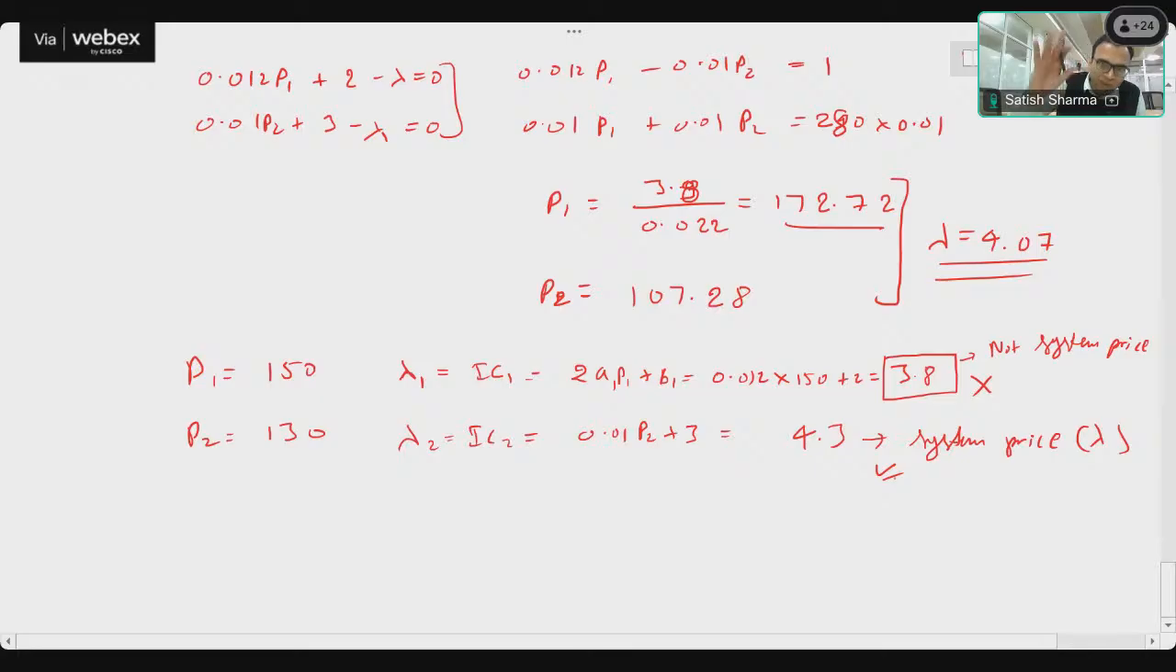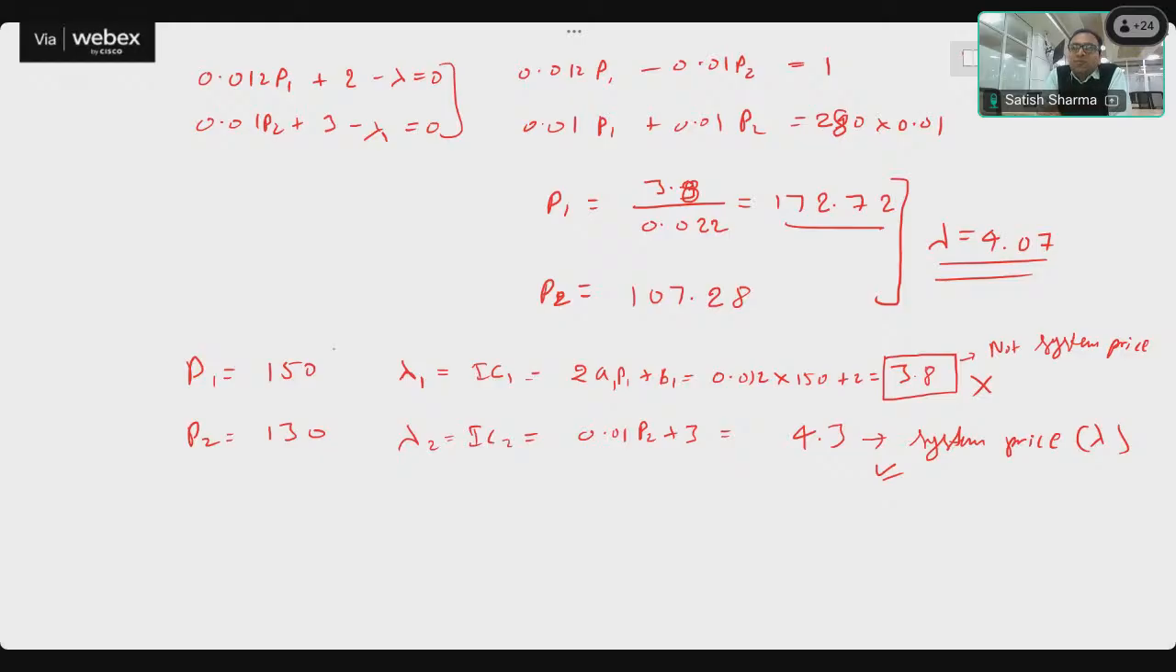Now what does it signify? When limits are not enforced, you can see that the system price was 4.07, so the price per unit or per megawatt is basically 4.07. But because of the limits, we have to reduce the quantity of P1 from 172.72 to 150. So we are basically restricting a cheaper generator, and we are reducing the power output of the cheaper generator, because of the physical limits of the power plant unit.